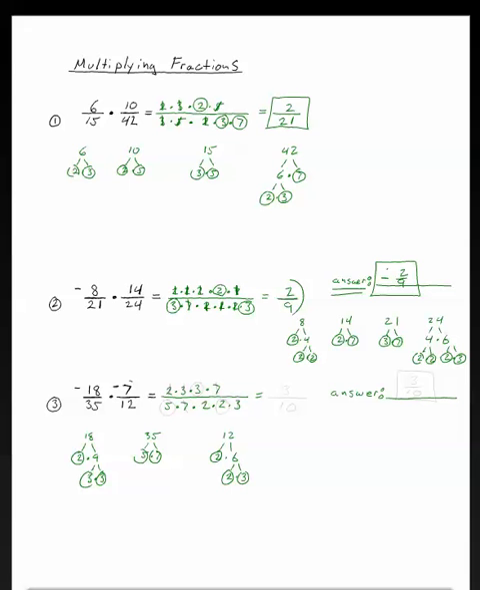Cancel common factors. So this 2 cancels with this 2. This 3 can cancel with this 3. Now I have a 3 on top and no more 3's on the bottom. So I circle my 3. I have a 7 on top and a 7 on bottom, so those cancel. And what I'm left with is a 5 and a 2 on the bottom. So my numerator is just 3, and my denominator is 5 times 2, which is 10. So going over to my answer, I can see that my answer is positive 3 over 10.